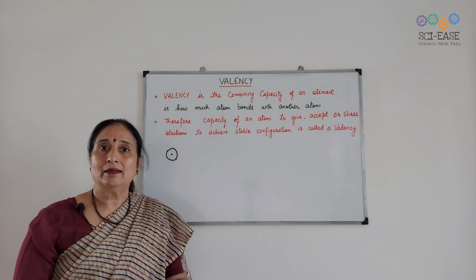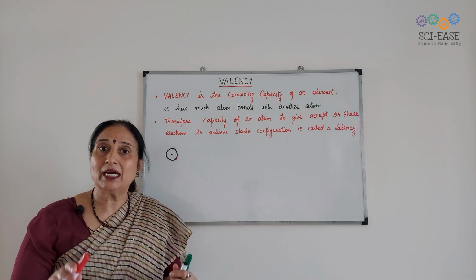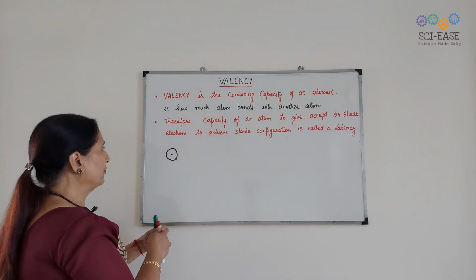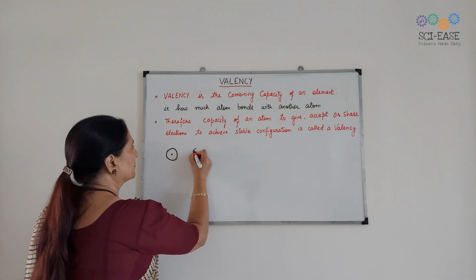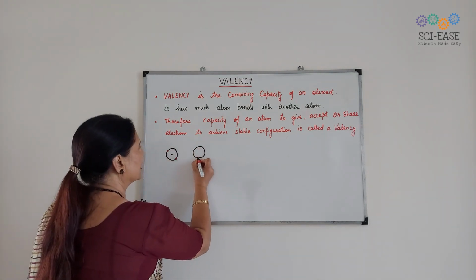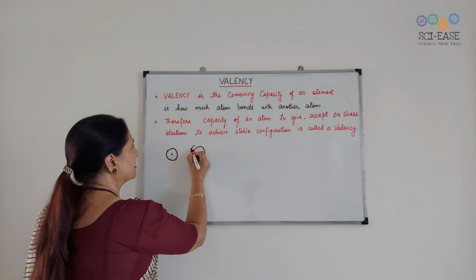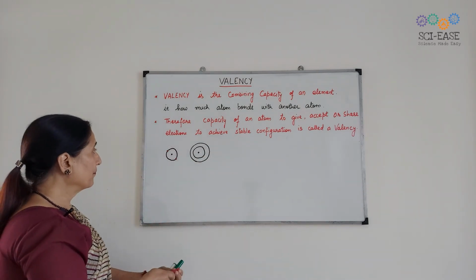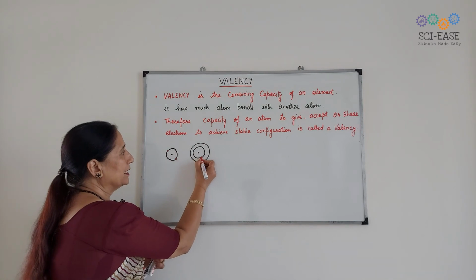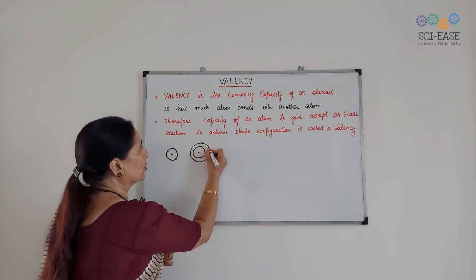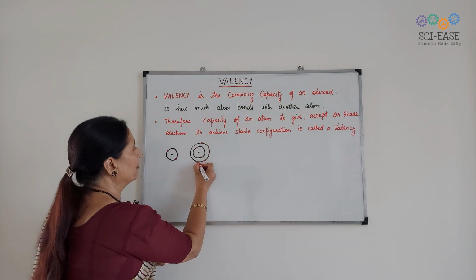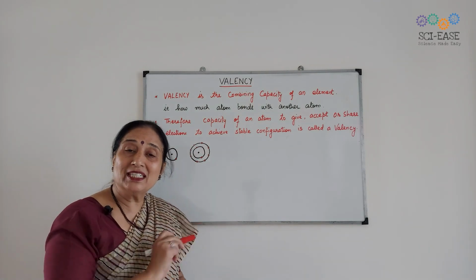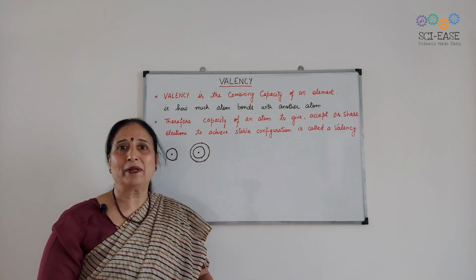And in the next shell, the maximum number of electrons that can be accommodated is 8. So I will draw the structure of neon. This is the first shell and this is the second shell. Here, 2 electrons in the first shell and 8 electrons: 1, 2, 3, 4, 5, 6, 7, 8. So here we will say that its octet is complete.